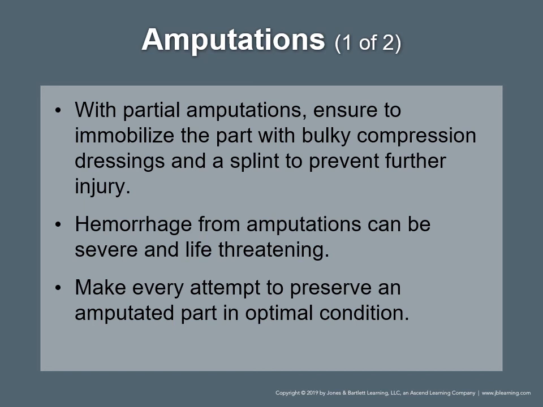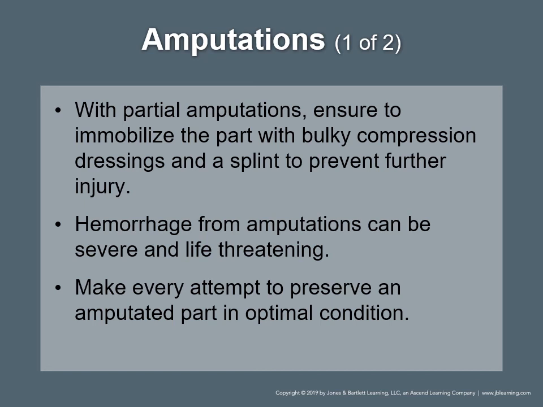Hemorrhage from amputations can be severe and life-threatening. Control bleeding and treat for shock. Control bleeding to the stump. If bleeding cannot be controlled, quickly apply a tourniquet just above the site of amputation. Make every attempt to preserve an amputated part in optimal condition.